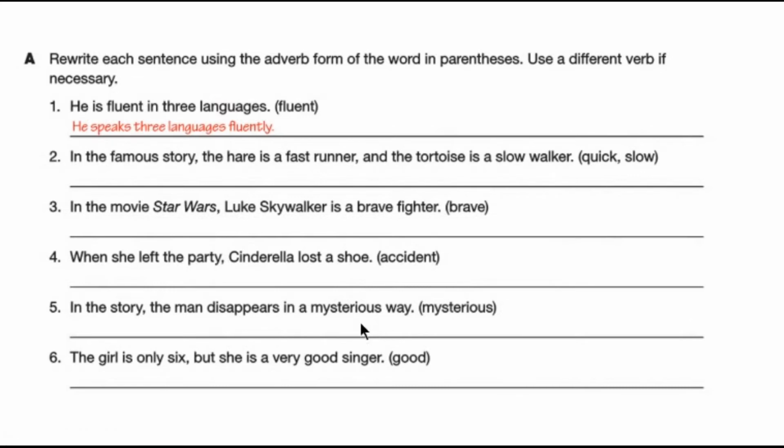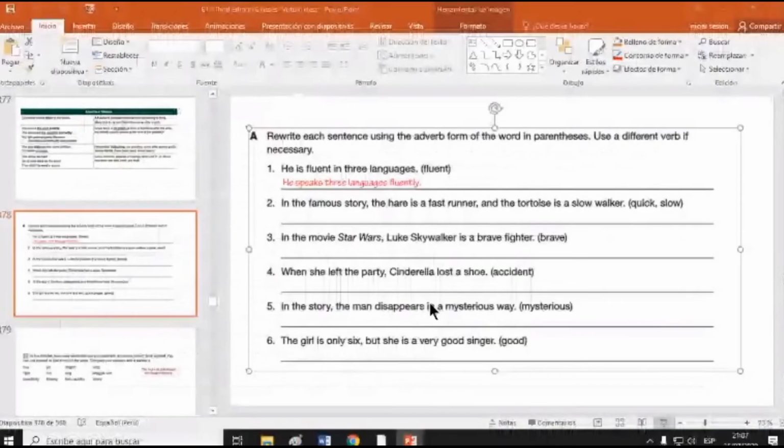Now, number 6. The girl is only 6, but she's a very good singer. The question is, how does she sing? Adrian, what do you have? The girl is only 6, but she sings very well. Yes, you have very well. Okay. Let's check the answer here. Pay attention.